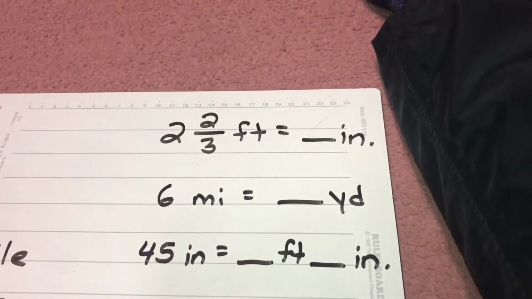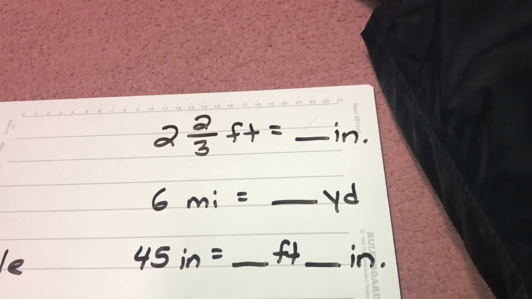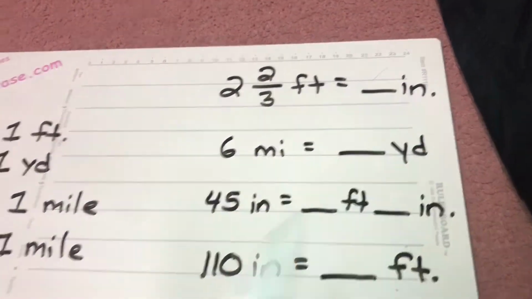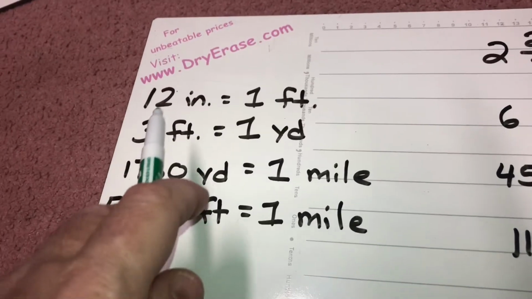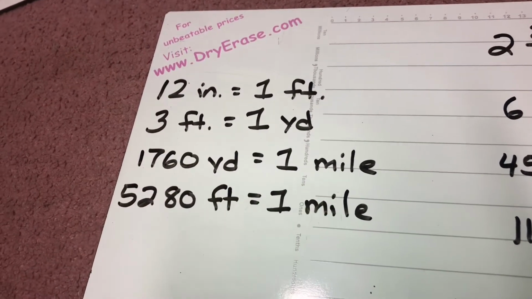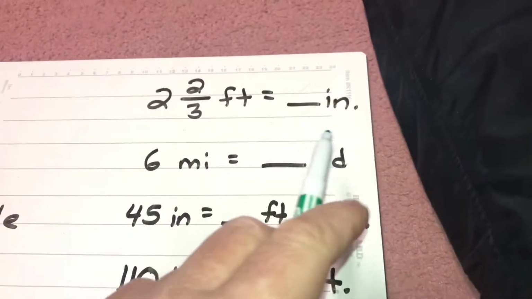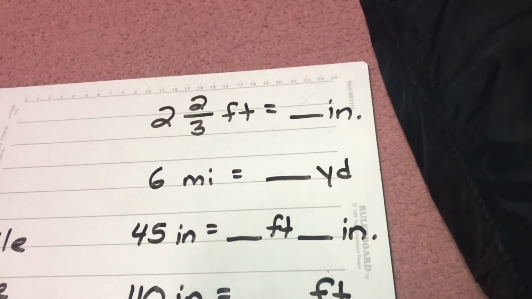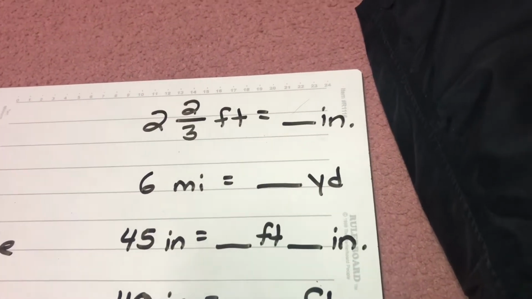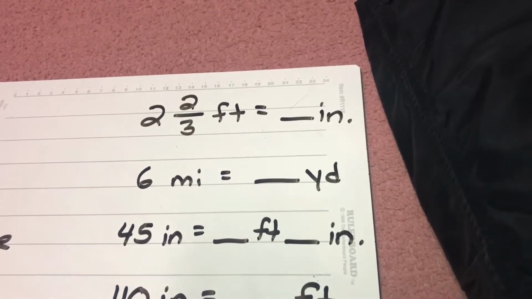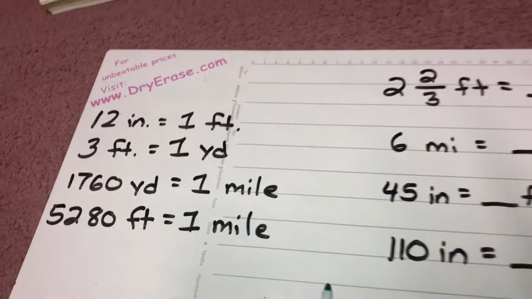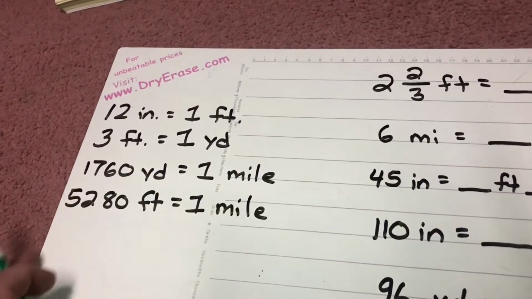Now, this first one, 2 2/3 feet equals blank inches. Well, the first thing we want to do is make sure we understand the conversion, the relationship between feet and inches. And my one here at the top tells me that 12 inches equals 1 foot. Since it takes 12 inches to make 1 foot, that tells me that 1 inch is smaller than 1 foot. So my measurement here is getting smaller, going from feet to inches, which means my number is getting bigger, which means I'm going to multiply. Well, what am I going to multiply by? It says that 12 inches equals 1 foot. So I'm going to take this 2 2/3 and I'm going to multiply it by 12.